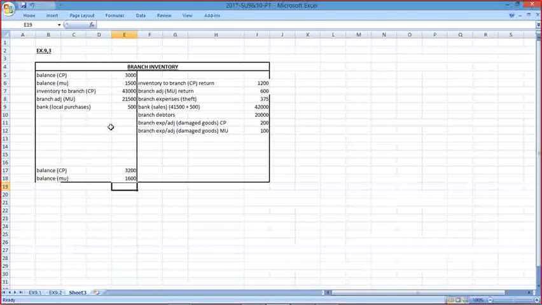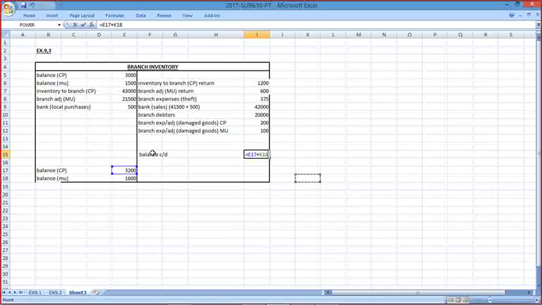1,600, yes. Okay, good. And then, obviously, I'll have a balance carried down. The balance carried down will be this plus that. Okay, obviously the 4.8 total. Is that alright? Yeah.